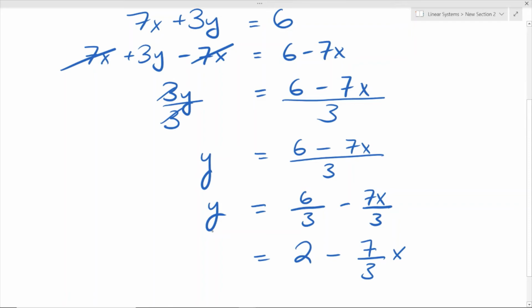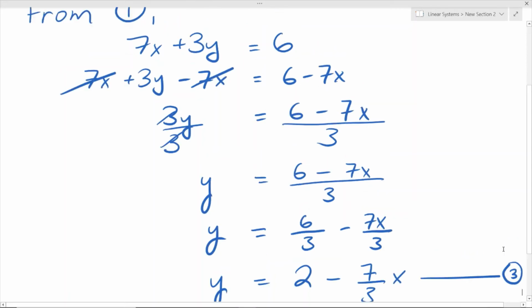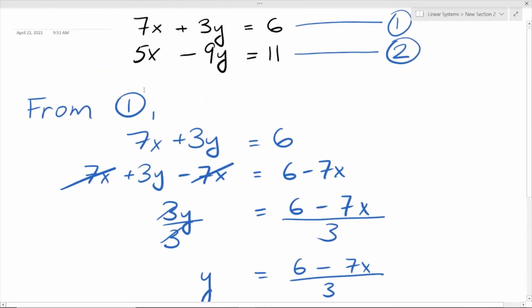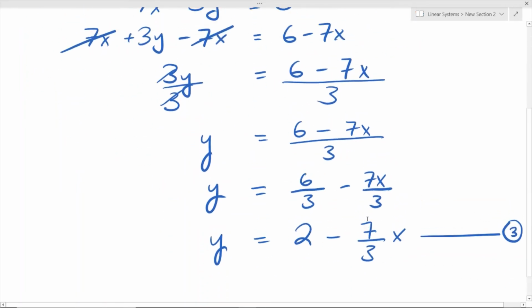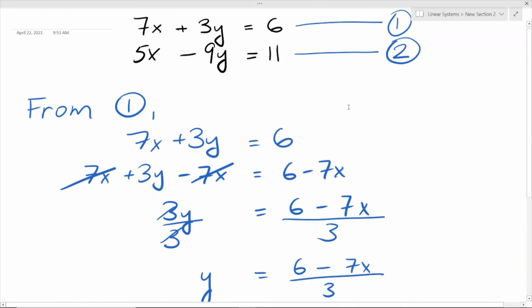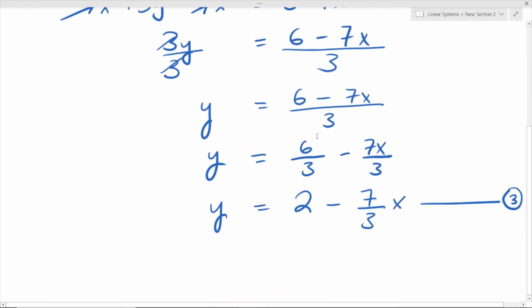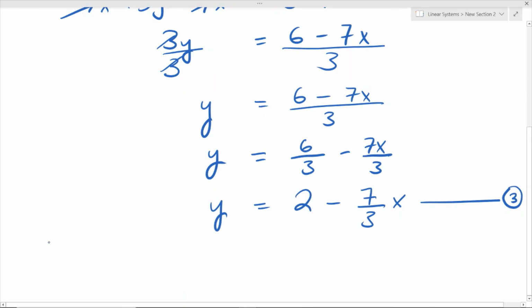And we can label this as equation 3. And then labeling that as equation 3, we can take equation 3 and plug it back into one of these equations, but it has to be equation 2, not equation 1, because from 1 we found equation 3. So equation 3 is the same thing as equation 1, so we don't want to repeat that. We have to use equation 2, which hasn't been used at all yet. So we are going to substitute equation 3 into 2.